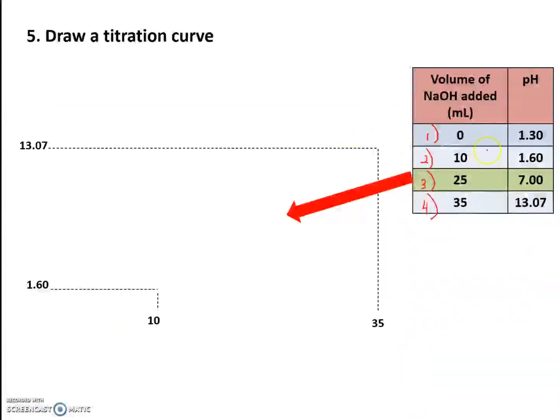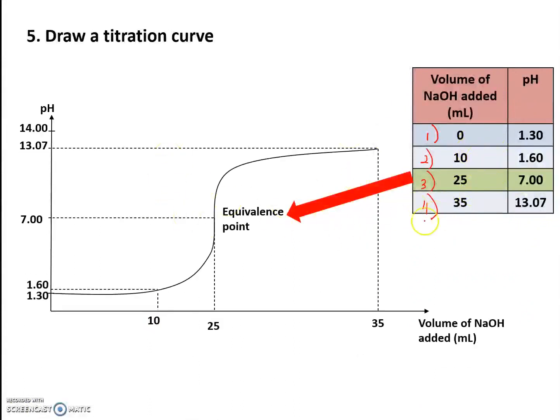Then after you know the pH and volume points, we can draw the titration curve. Write the x-axis first, volume of sodium hydroxide in ml, and then pH of solution. So from the first, 0 ml added, the pH is 1.3. So plot first. Next, when 10 ml of titrant is added, the pH is 1.6. So plot here.